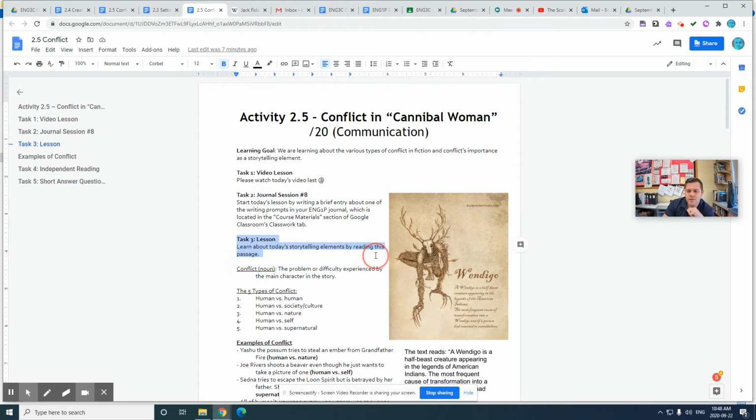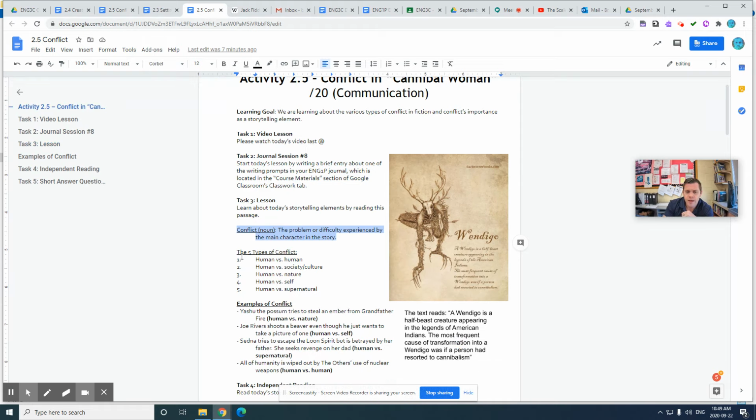All right, so here's a lesson about conflict. Conflict is simply the problem or difficulty experienced by the main character in the story. So it is the struggle, it is the problem, it is something that is solved by the end of the story. But not always though. And there are 5 different types of conflict.